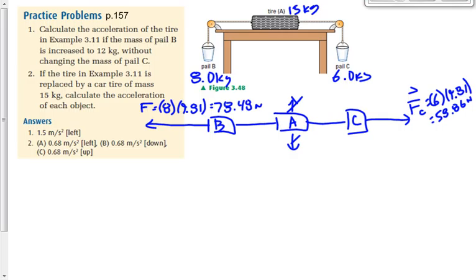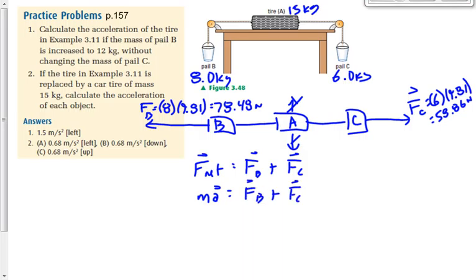We want to find the acceleration now. So the net force is equal to the sum of the forces. It's going to be, call it FB plus FC. Net force is m times a. What mass do we use here? Do we use the 8, the 6, the 15, or some sort of combination of those three things?